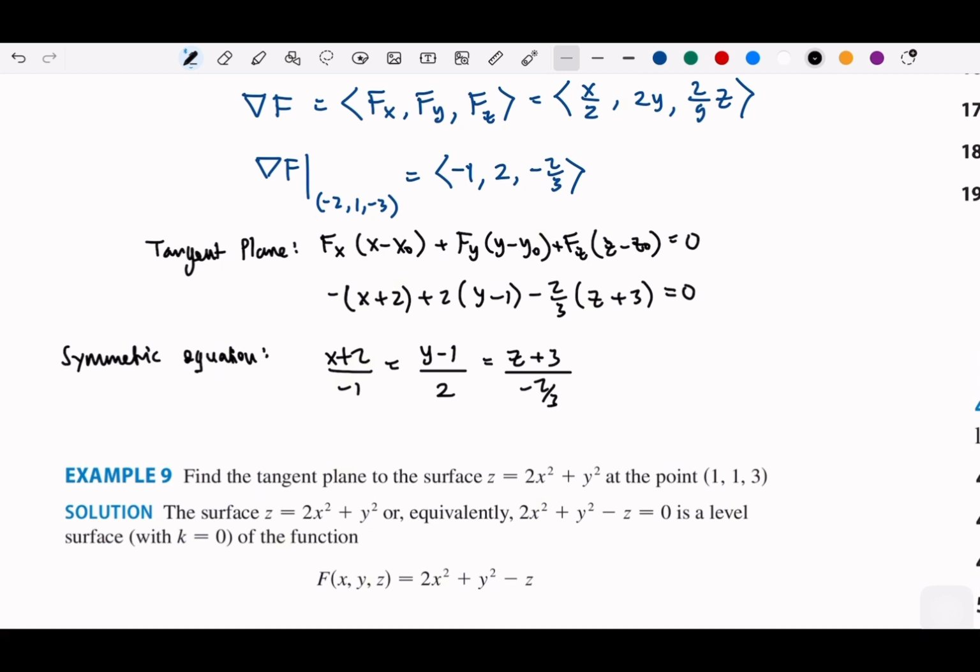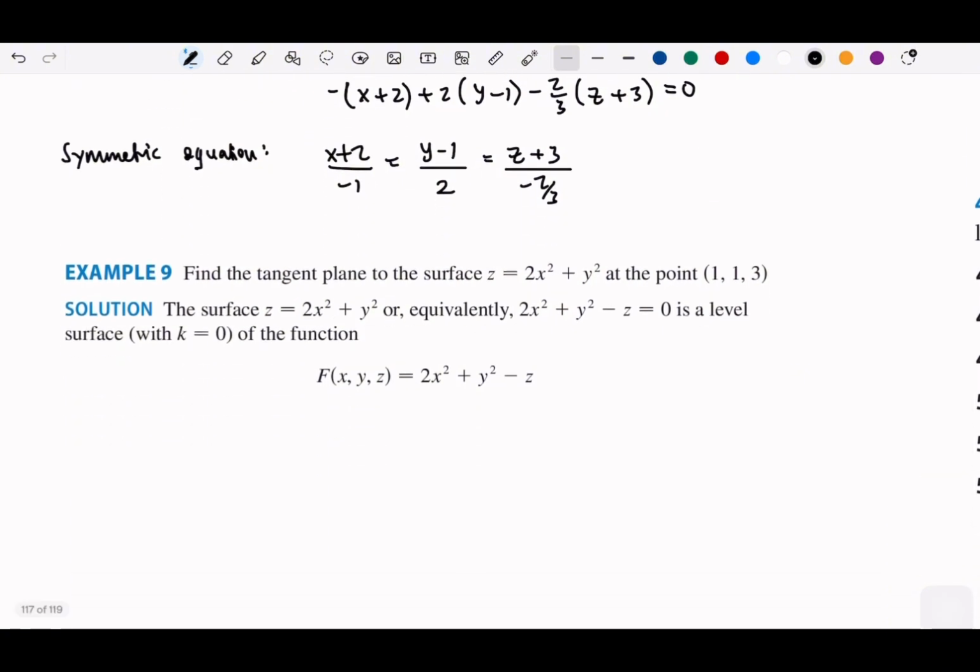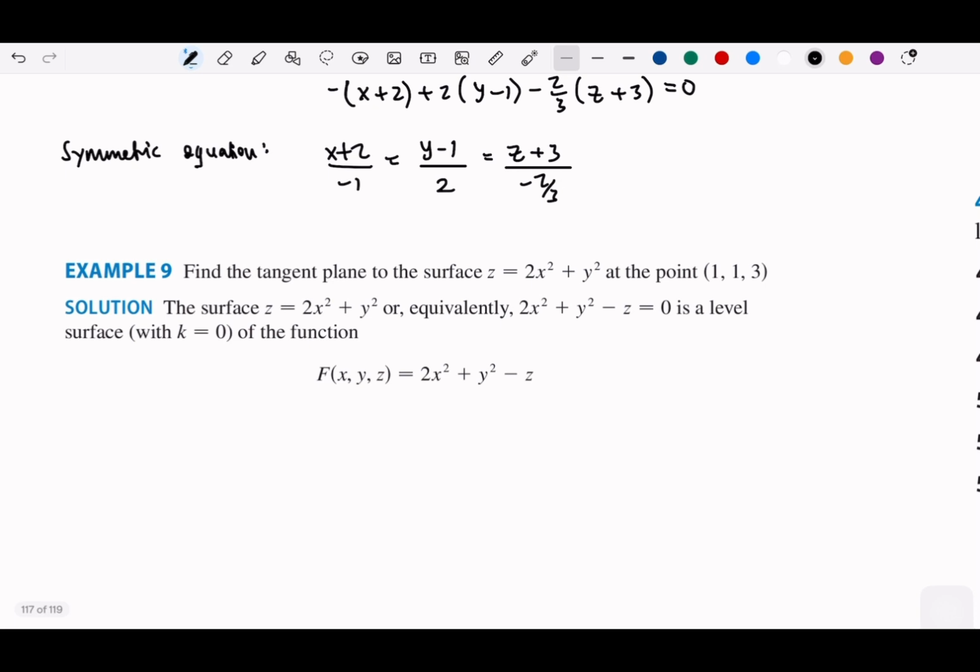And another example here, which I think is also quite simple. We have the tangent plane to the surface. So find the tangent plane to the surface, where the surface is this, and the point is (1, 1, 3).